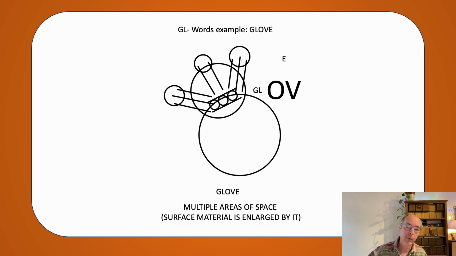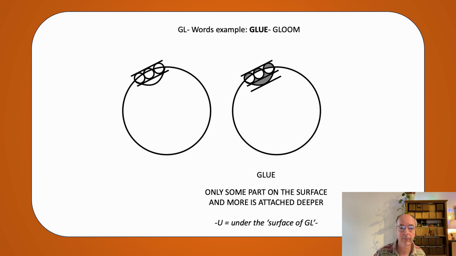If I have the word glove, that's already a little bit better. So I have an environment coming from the surface, and because of the V, there are different directions to see, and in a way, we have multiple areas of space which were also provided by the surface. So this surface is enlarged. That's what you can already sense from there. So the glove is quite okay.